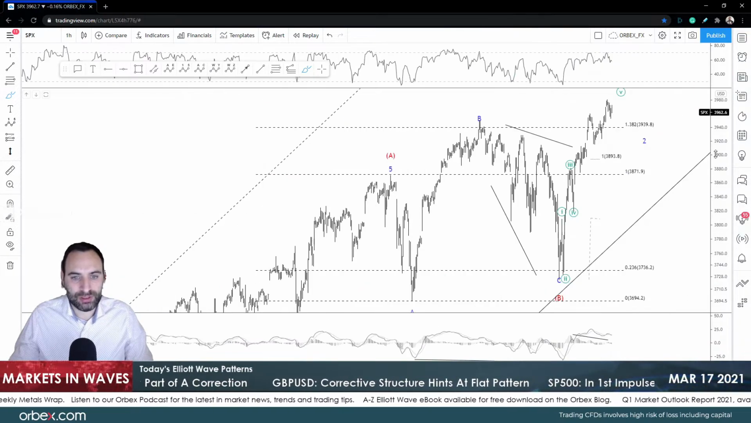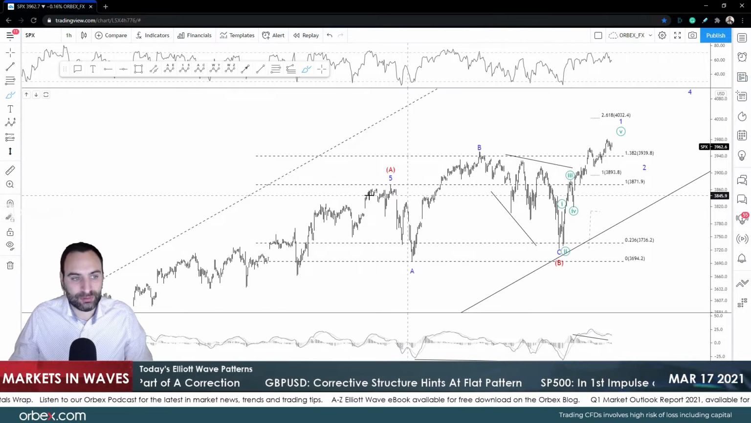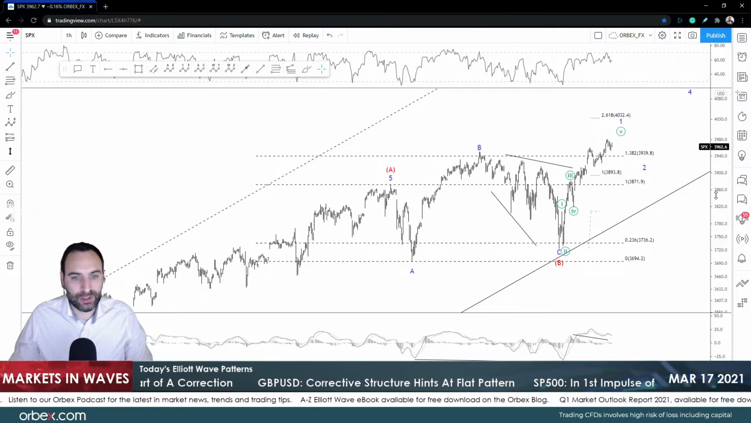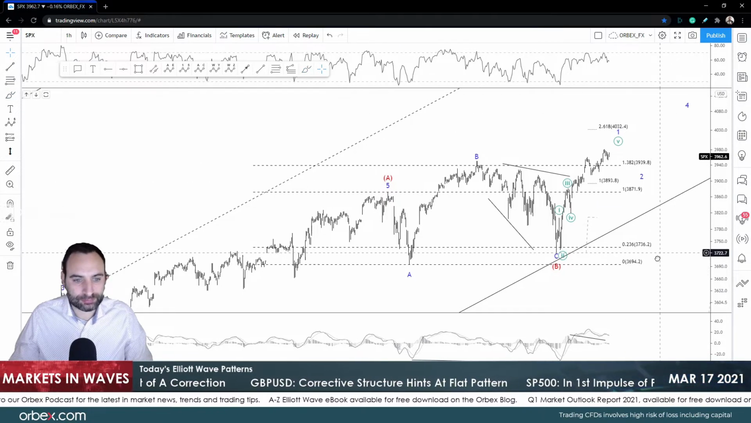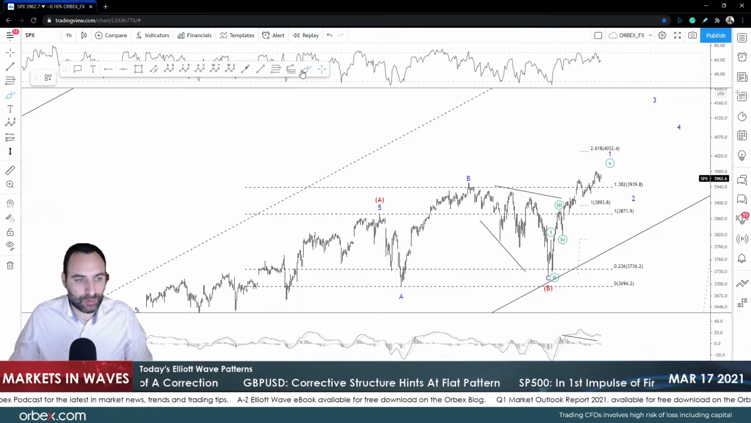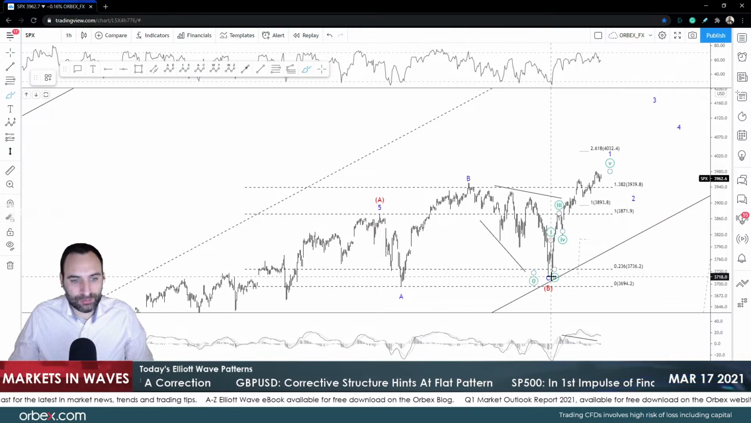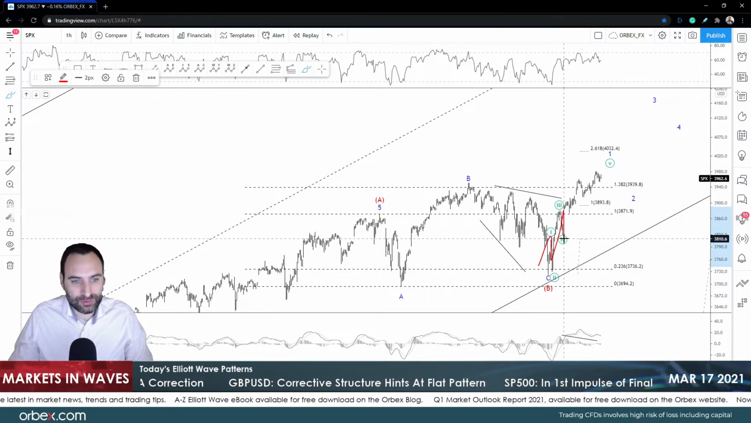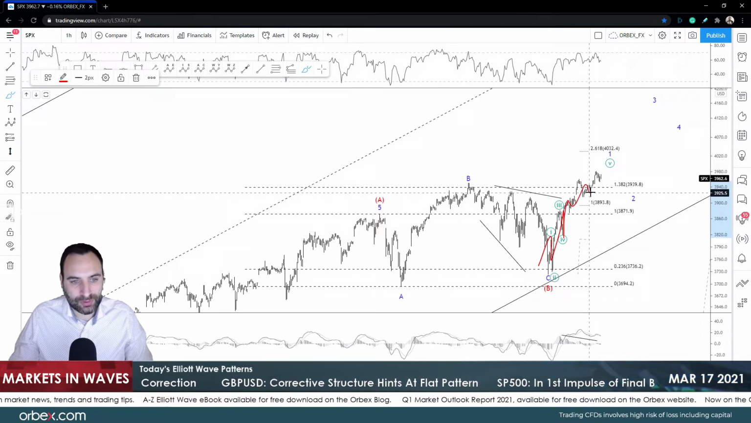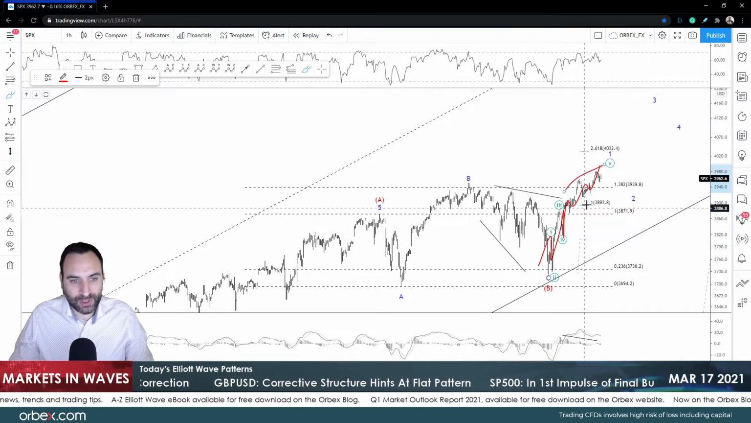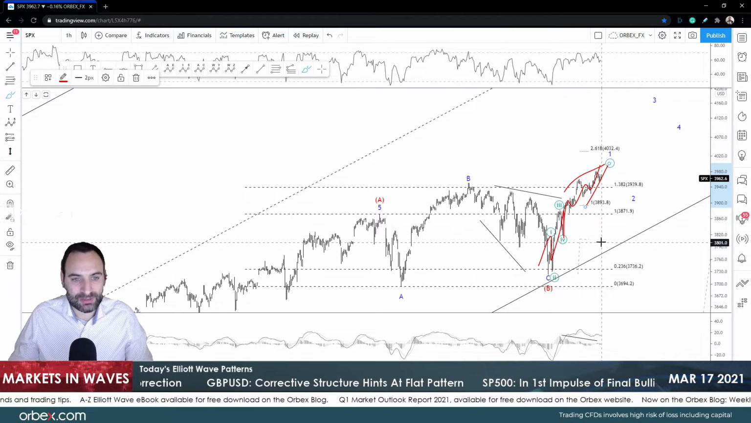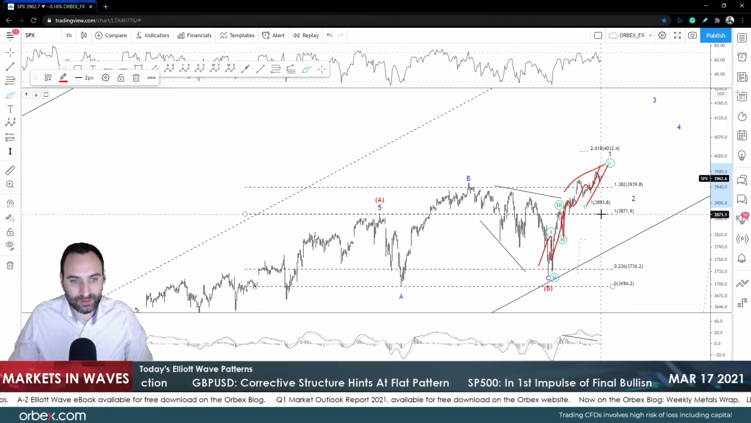On the S&P, we finally had the breakout of the previous high, which means now we can turn bullish. All the signals are bullish. We've had waves 1, 2, 3, 4, and it looks like 1, 2, 3, 4, and 5 to me, which means I'm expecting an ending diagonal to finish because it hasn't finished yet.